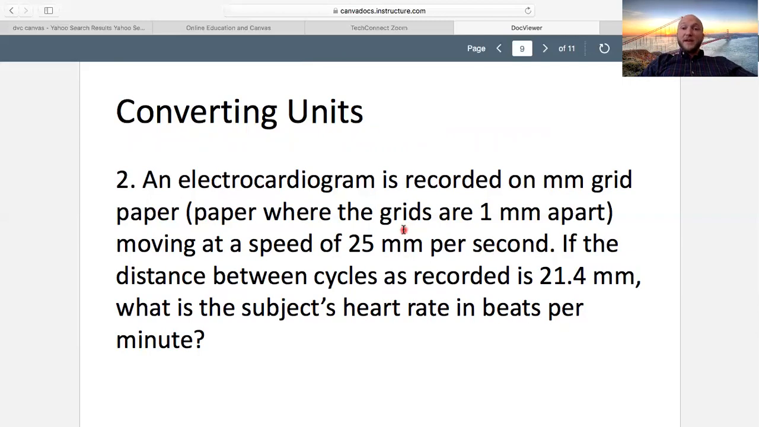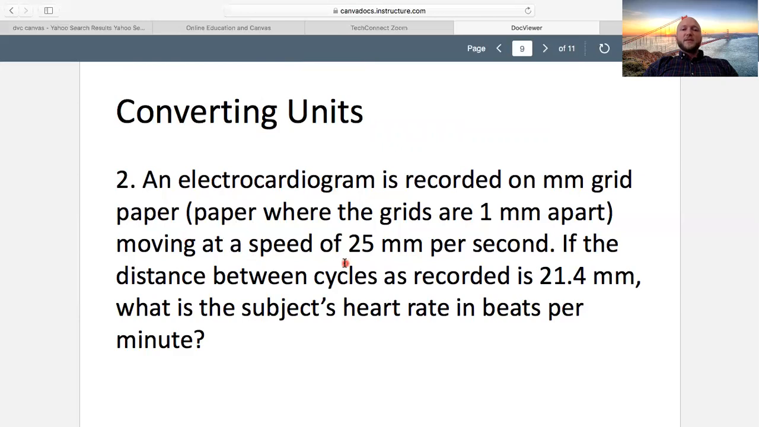Let's break the word down. Electro means electric, cardio means heart, gram is like a graph. So it's an electrical heart graph. And usually that line that goes beep, beep is on a grid paper where the squares are millimeter squares. So 1 millimeter up, 1 millimeter over. And that's what this is talking about. Millimeter grid paper, where the grids are 1 millimeter boxes.